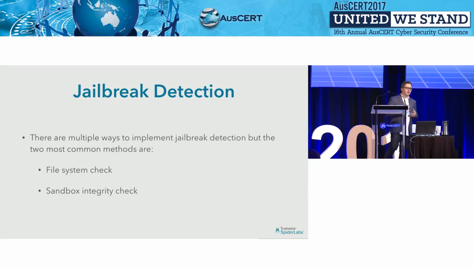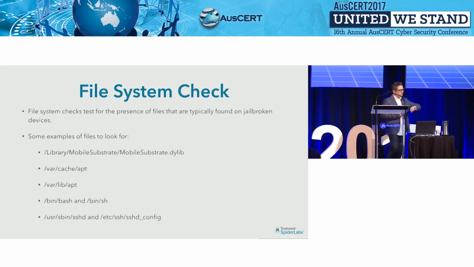Jailbreak detection. Jailbreak detection is a common security protection. There are multiple ways to implement it, but the two most common methods are a file system check and a sandbox integrity check. File system checks test for the presence of files that are typically found on jailbroken devices. Some examples are Mobile Substrate, which is a hooking library that allows you to write patches, bash, SSH, things like that. You check for those sorts of files.